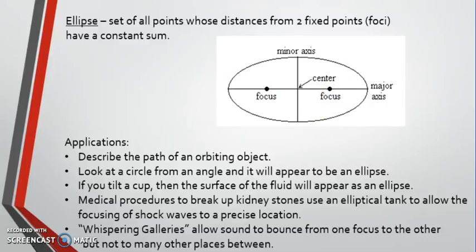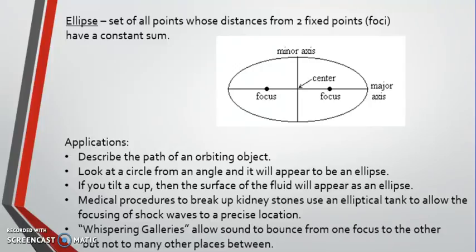What I have on here are a few applications for you guys. One application of an ellipse in life is to describe the path of an orbiting object. So when you're talking about something like the Earth orbiting around the Sun, it doesn't follow a perfect circular path. They follow an elliptical path.